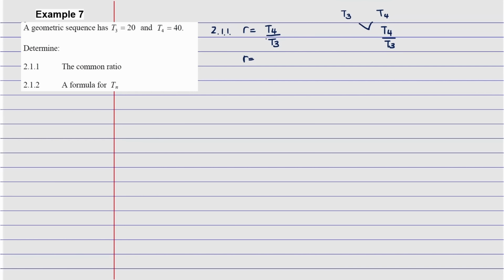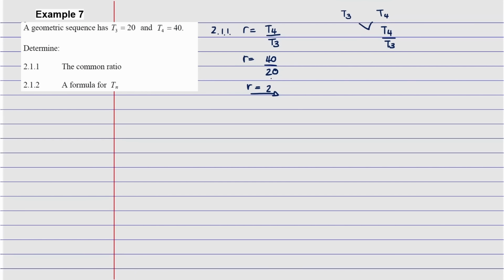So here, the nice thing is that our ratio is going to be what? It's going to be 40 divided by what? By 20. So therefore, R is going to be equal to what? It's going to be equal to 2. So that's how you would find your common ratio. Then the next one, it says determine the formula of Tn.